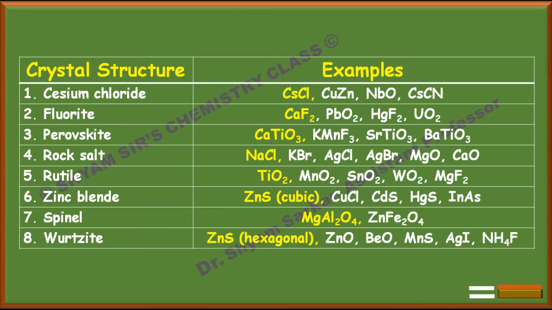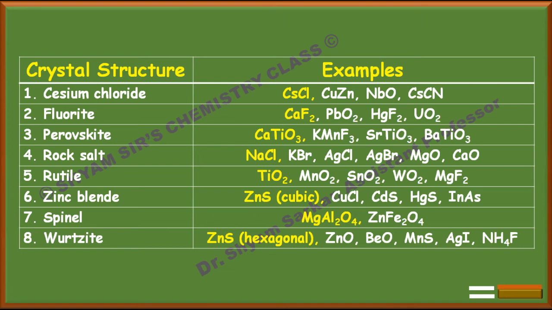Next, the seventh one is spinel structure. Spinel means the general representative is MgAl2O4. So this is the standard compound for spinel structure, MgAl2O4. There are many examples. Here I have shown only two, MgAl2O4 and ZnFe2O4. There are different types of spinel, that is normal spinel and inverse spinel. All these I have taught in CFT, crystal field theory, you have seen.